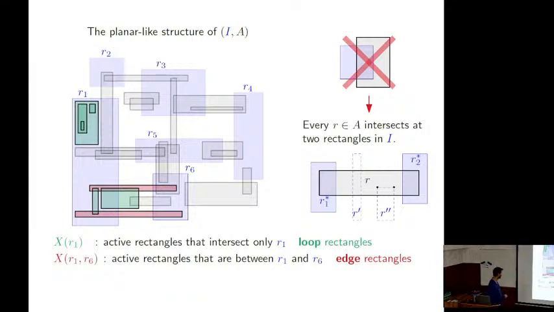Here we can see that if we have that, we can partition the black rectangles into the ones that touch exactly one blue rectangle, which we call X of R1, that are the ones that touch exactly R1, and the ones that touch exactly two rectangles, which correspond to edges of this graph. Here it's represented by the red color. I called the green ones the loop rectangles, and the red ones the edge rectangles.